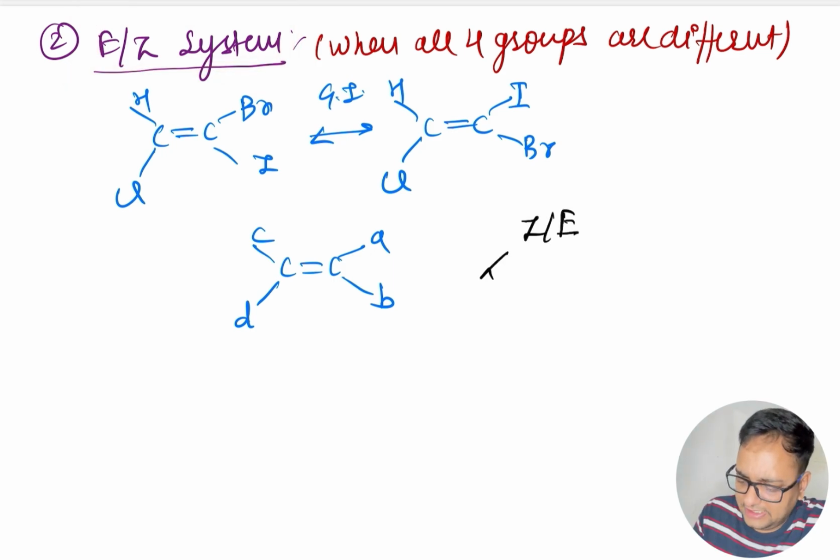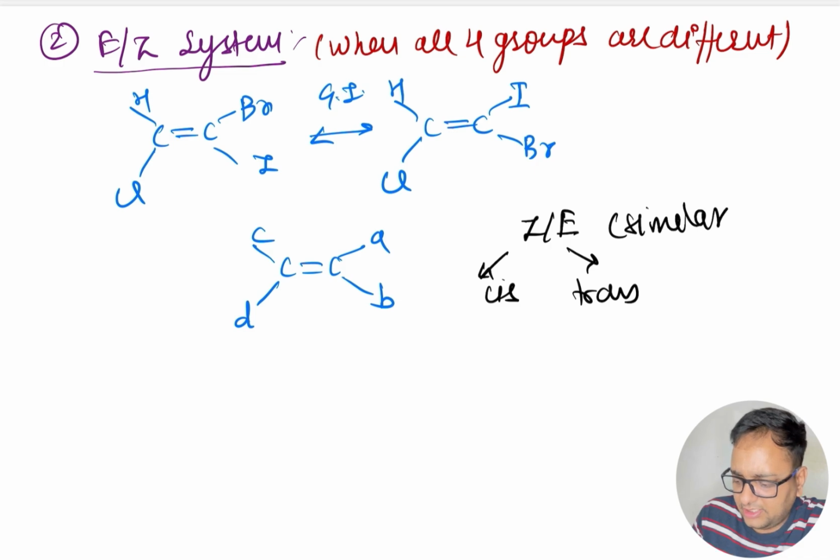Why do I call it ZE system? Because Z stands similar to cis, and E stands similar to trans. Not exactly the same. Why do I call it ZE, not EZ? Because it is similar to cis and trans. Just my trick. For understanding that, we need to learn the CIP rule.